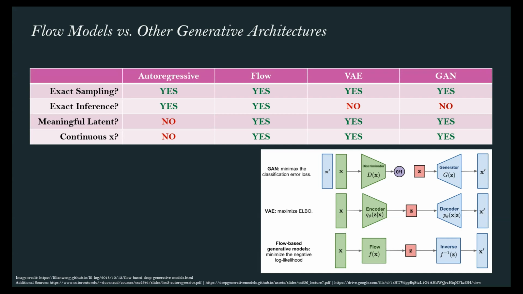Autoregressive models, we don't have that. There's not a way to directly access that latent space. But for flows, VAEs, and GANs, yes, we do have ways to probe them. But then also we want to be able to work with non-discrete data, so like continuous X space. And the autoregressive models, as we saw, were not capable of doing that, whereas these flows, VAEs, and GANs can.